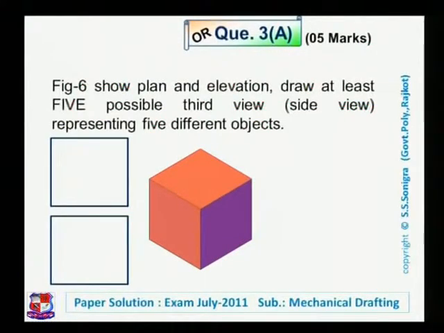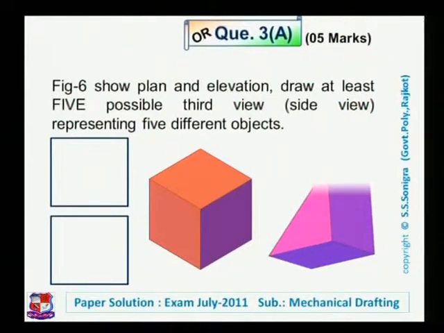The second option would be like this. If it is sliced diagonally, then also this is the object. If we look from the front side, it will appear as a square. If we look from the top side, it will appear as a square, and in side view it appears as a right angle triangle like this. So we should draw the solution of this problem like this.